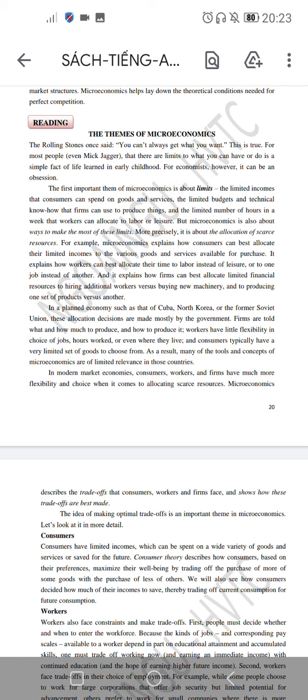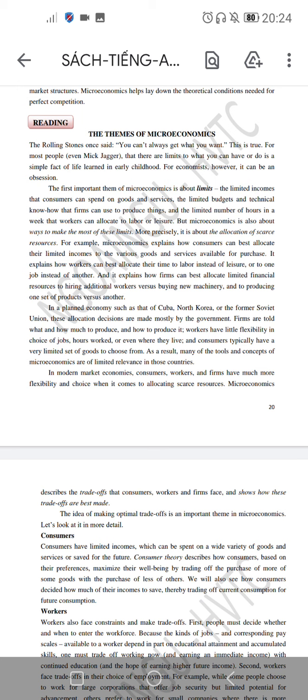The limited income that consumers can spend on goods and services, the limited processes and technical know-how that firms can use to produce things, and the limited number of hours in a week that workers can allocate to labor or leisure. But microeconomics is also about ways to make the most of these limits. More precisely, it is about the allocation of scarce resources.